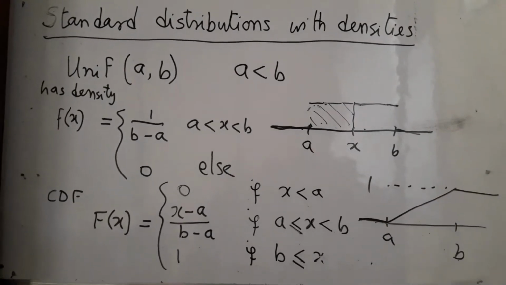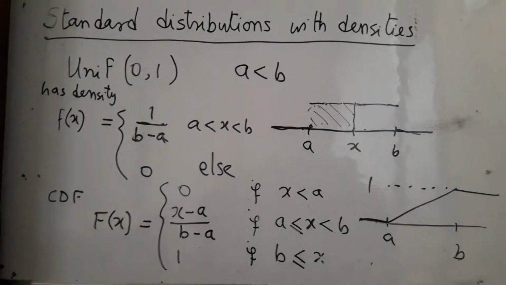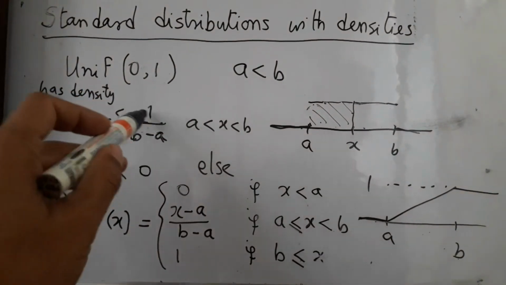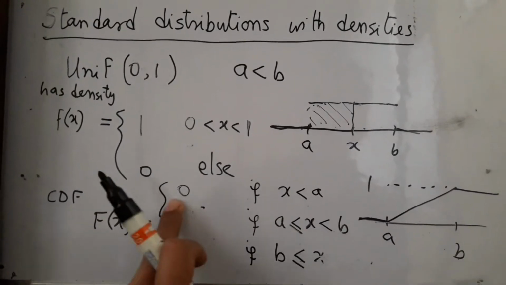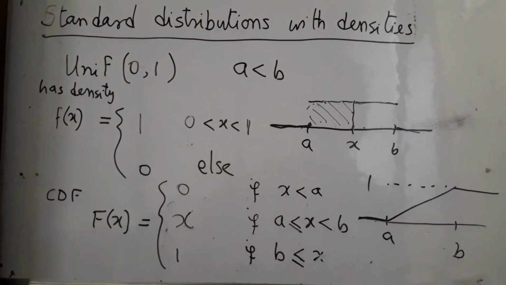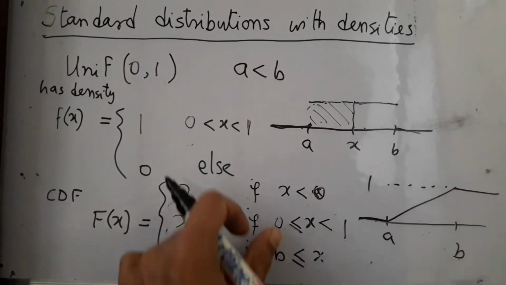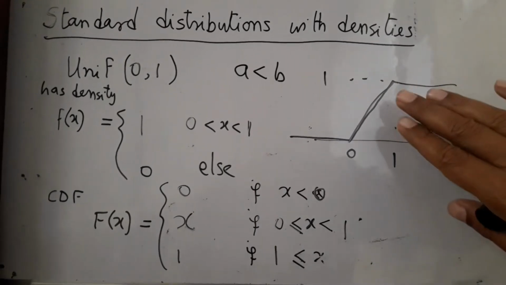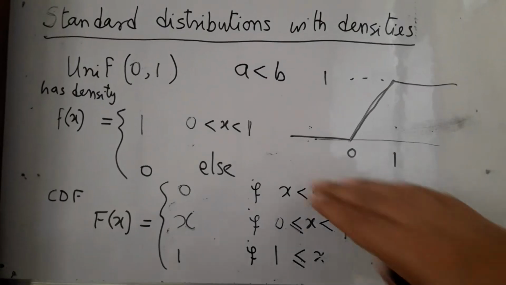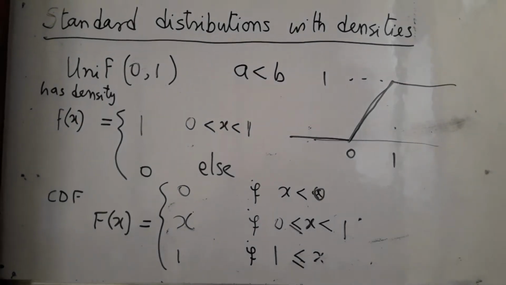Of special interest is the case when you have a equal to 0 and b equal to 1. This has density equal to 1 here, and CDF also becomes a lot simpler. It is just x when it lies between 0 to 1, 0 here and 1 here. Remember the graph of the CDF, which is useful. Flat, 45-degree line up to 1, 1 and then horizontal again. That is the CDF of uniform 0, 1.